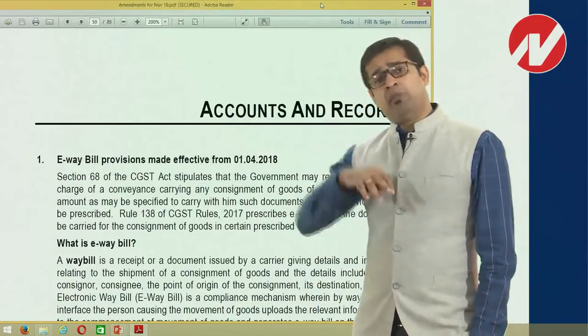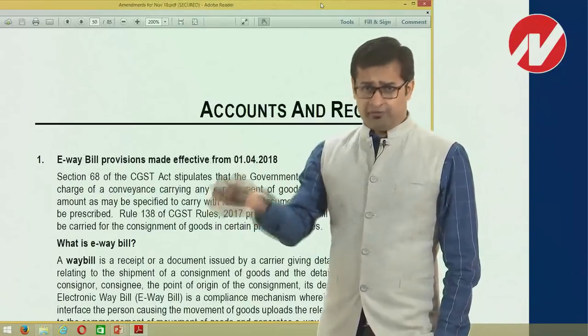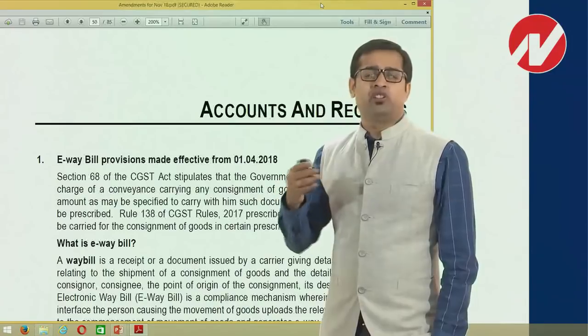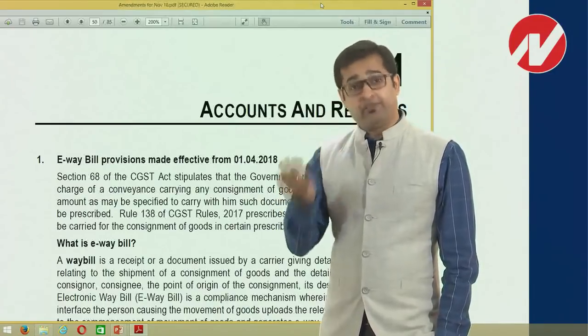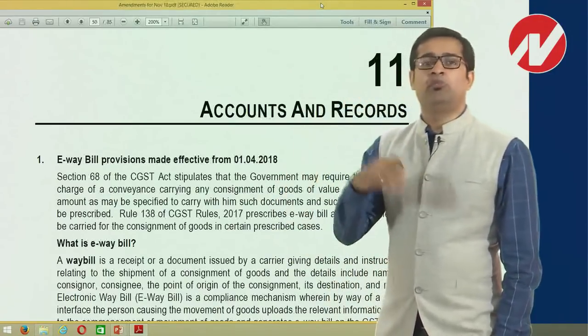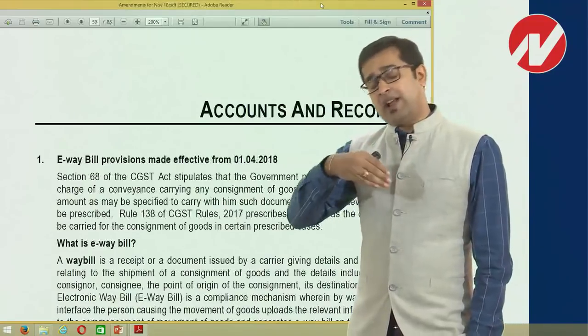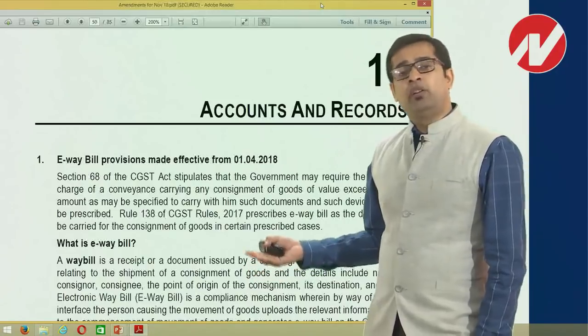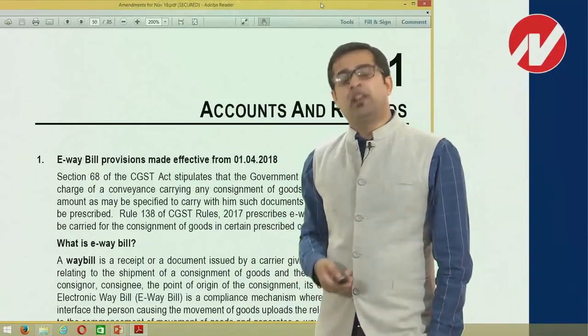And the government was originally also planning to bring it from 1st July 2017. But due to certain restrictions, or due to lack of infrastructure or lack of preparation, the government extended its applicability over a period of time. And lately, on 1st April 2018, they have introduced it.